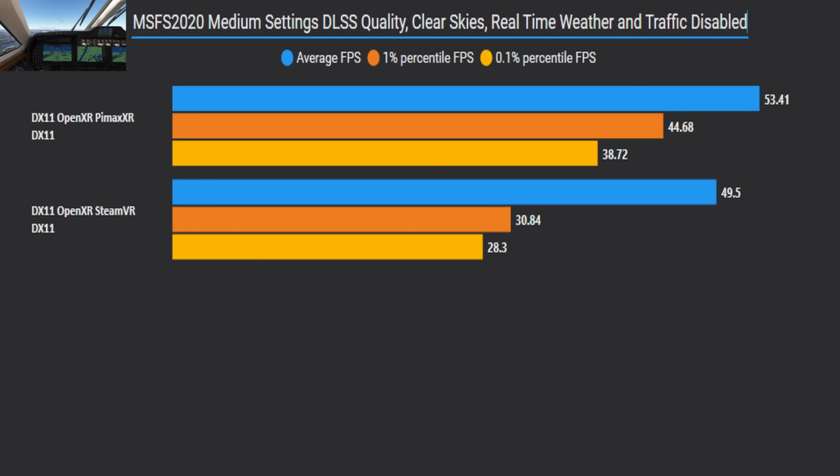in one of the biggest differences I saw in any test. Average FPS may have only improved by 7.9% with PimaxXR versus SteamVR, from 49.5 to 53.41 FPS, but the lows are a stunning massacre. PimaxXR has 44.9 and 36.8% improved 1% and 0.1% lows respectively, jumping from 30.84 and 28.3 FPS with SteamVR all the way to 38.72 and 44.68 FPS.